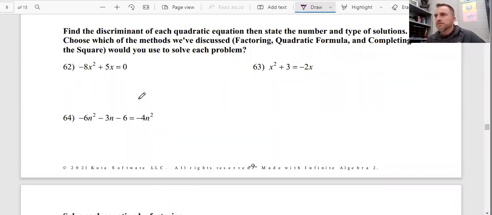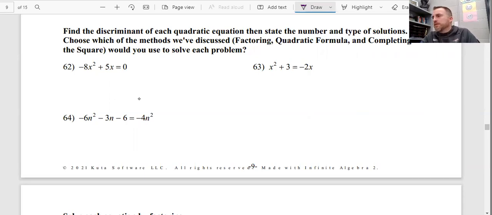All right, let's do the discriminant and use it to find out what kind of solutions we have to these quadratics. And then we're going to choose a method that we would use to solve it. So for number 62, this is a quadratic. If you graph it on your calculator, you will see where it crosses the x-axis. Those are real solutions. But you can also use the discriminant to find what kind of solutions there are.